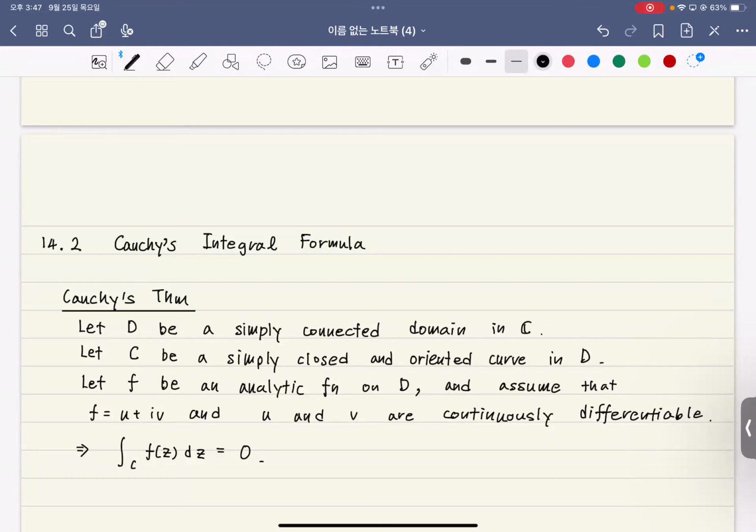Okay, hold on. What is the meaning of this continuous differentiability? U and V, as always, are real valued functions depending on x and y, and they are continuously differentiable means that their partial derivatives u_x, u_y, v_x, and v_y are all continuous functions. Then the answer equals this, and this integral equals this.